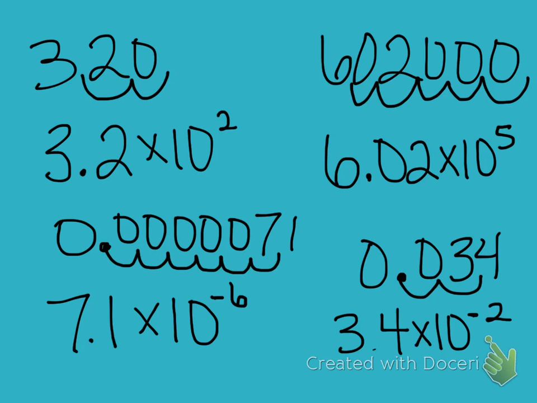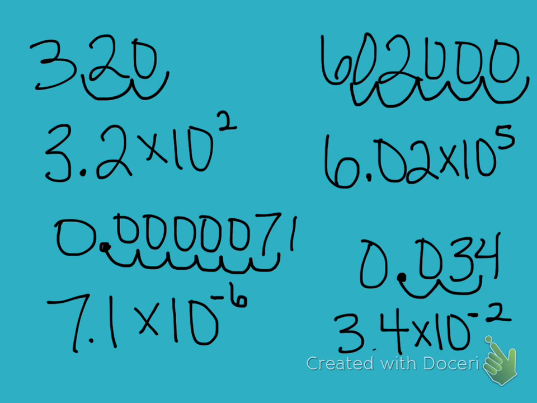Now if the number is less than 1, then the exponent becomes negative. We need to keep in mind, though, that the first number is always going to be less than 10. So we don't want this to be 32 times 10 to the something power. We want it to be 3.2.